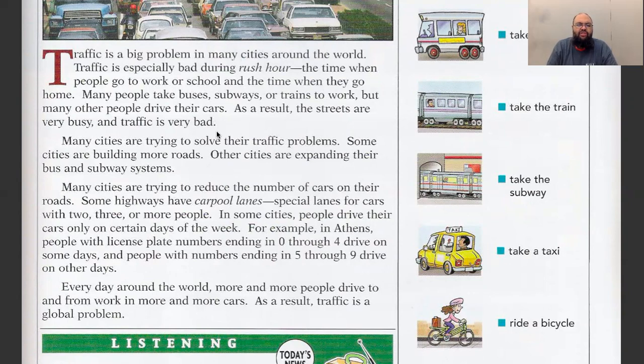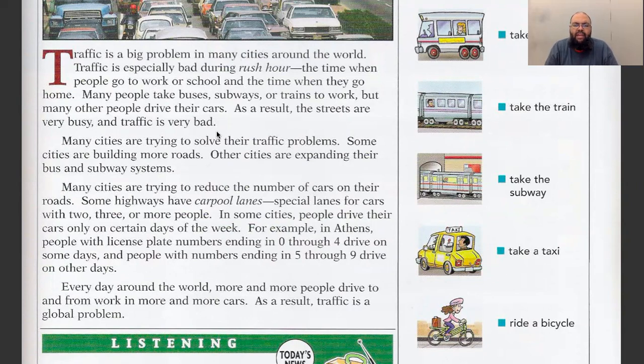Many cities are trying to solve their traffic problems. Some cities are building more roads. Other cities are expanding their bus and subway systems. Many cities are trying to reduce the number of cars on the roads. Some highways have carpool lanes, special lanes for cars with 2, 3, or more people. In some cities, people drive their cars only on certain days of the week.